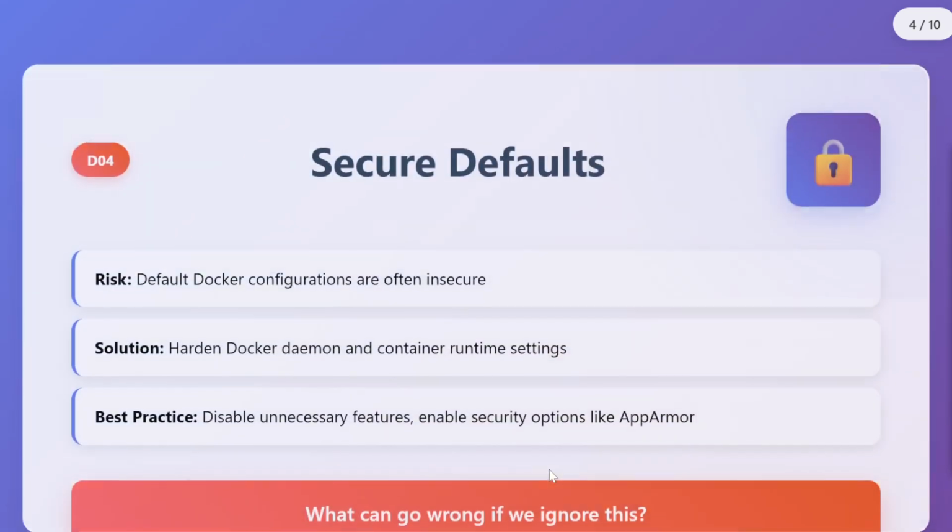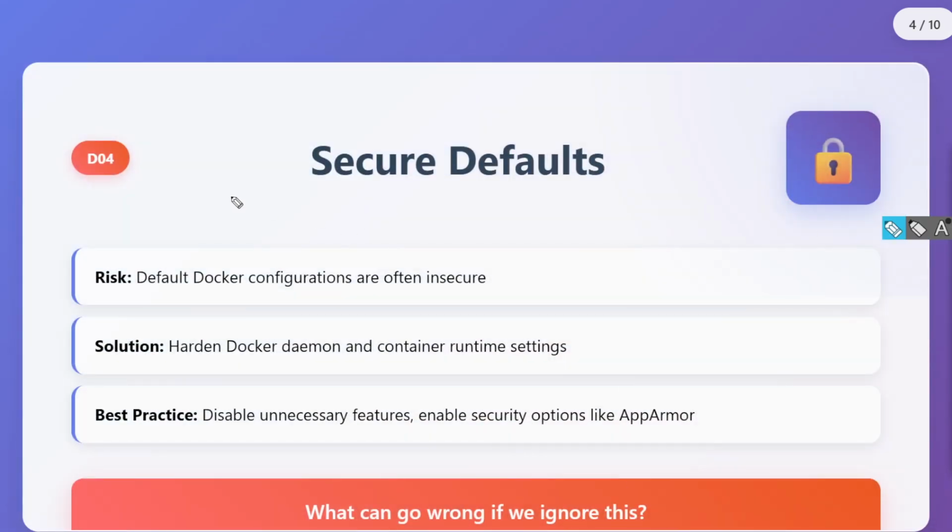And moving to the next one, D04, which is secure defaults. In this secure defaults section, we are going to see how default Docker settings can silently weaken your container security. That means it may provide some weakness to your container security.